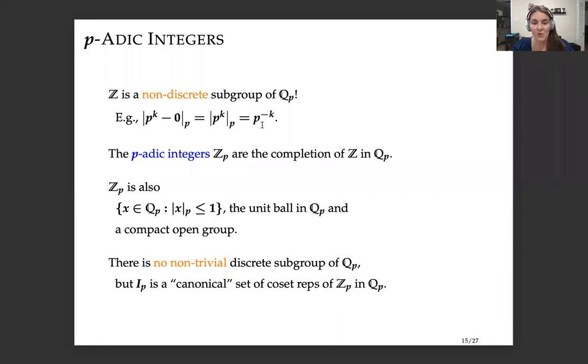So there's no non-trivial discrete subgroup of Q_p. And so the only discrete subgroup you're going to get is not going to be able to fill up the entire space. But there is a sort of canonical set, and I put that in quotes, a canonical set of coset representatives of the p-adic integers in the p-adic numbers. And these things are spaced out very evenly. And so what a lot of people have done, myself included, is use this as a substitute for a translation group, but it's not a group because it's a set of coset representatives.